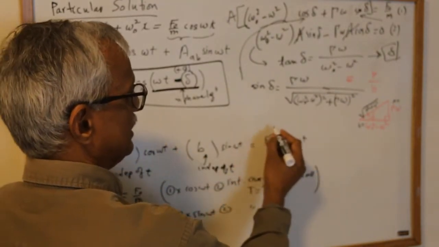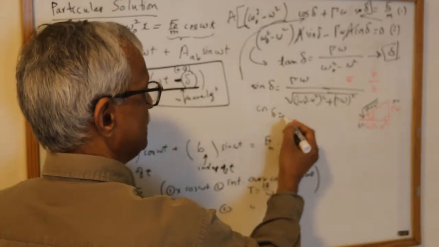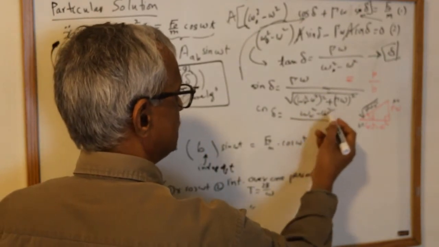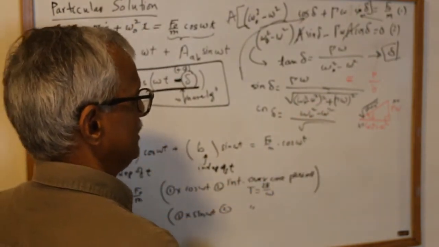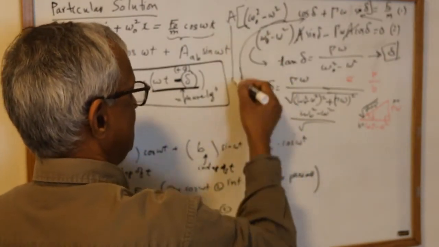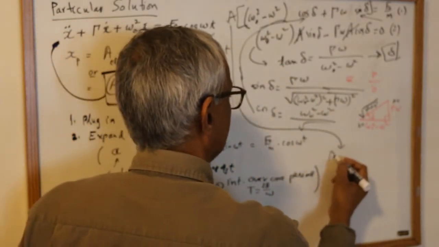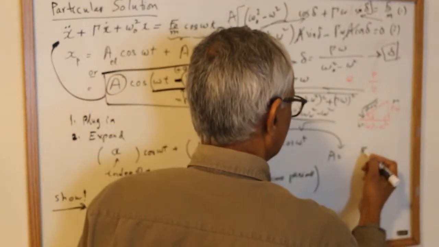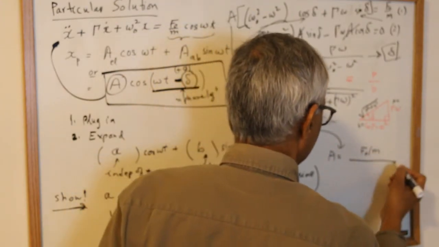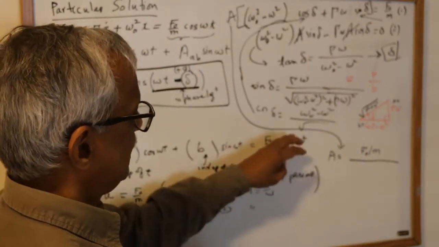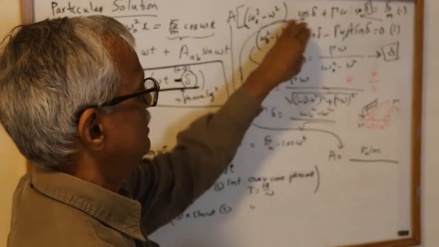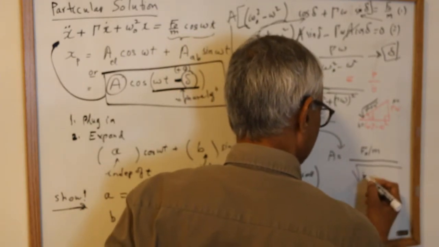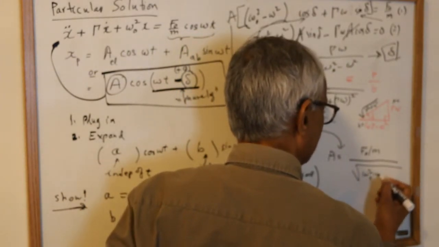And similarly for cosine delta, it is just omega naught square minus omega square over that square root. So when you do all of this, you can solve for a. So a is equal to f0 over m times, believe it or not, this entire thing simplifies to this, and I would recommend you work this out.